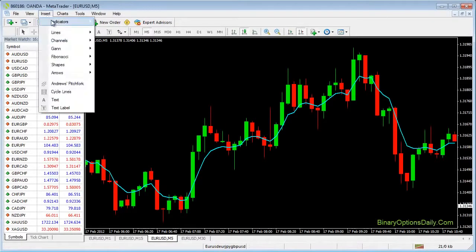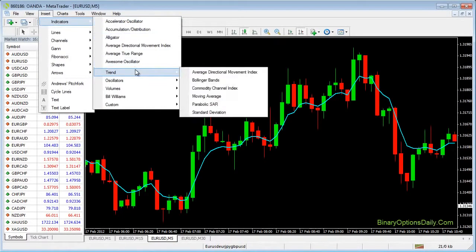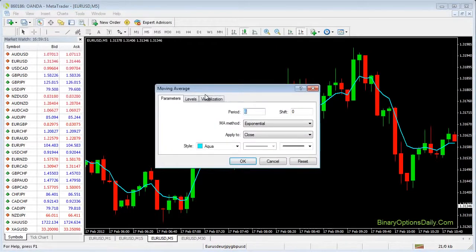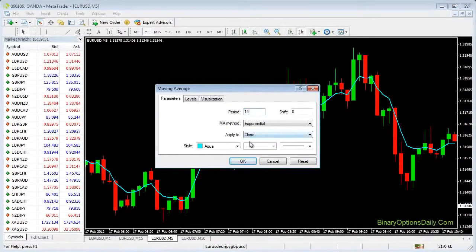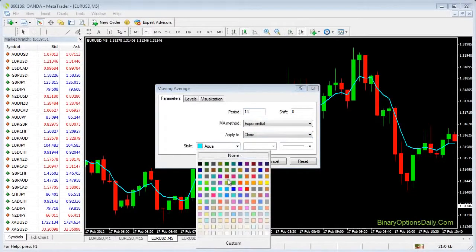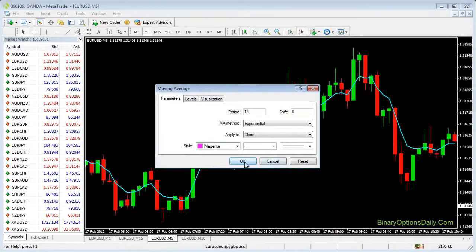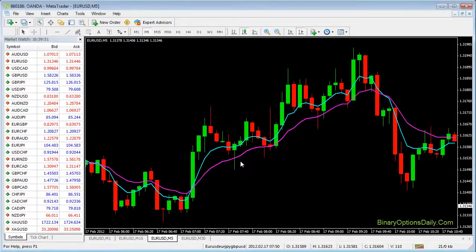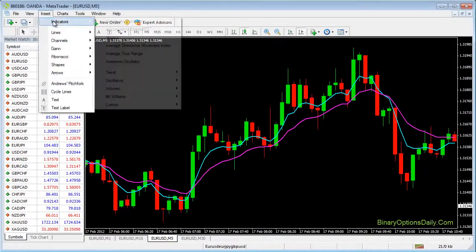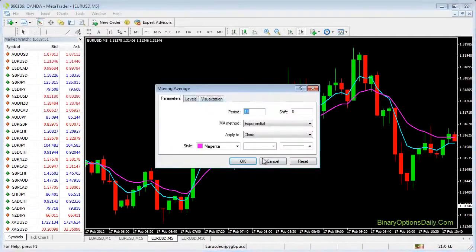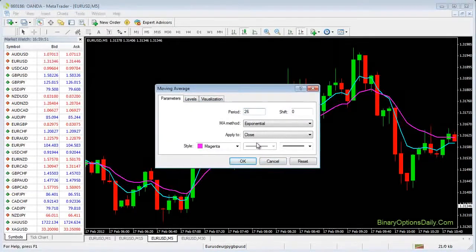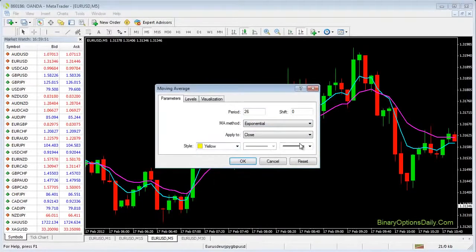Now we need to add 2 more, so we're going to go back to Indicators, Trend, Moving Average. The next one is going to be a 14-period moving average. I'm going to be using a magenta line for this one. Again, these are all exponential and applied to close. So we're going to click OK. And we need to add 1 more. So we're going to go back to Indicators, Trend, Moving Average. This one is going to be a 26-period moving average, exponential applied to close. I'm going to choose yellow for this color and make this one just a little bit bigger. And go ahead and click OK.